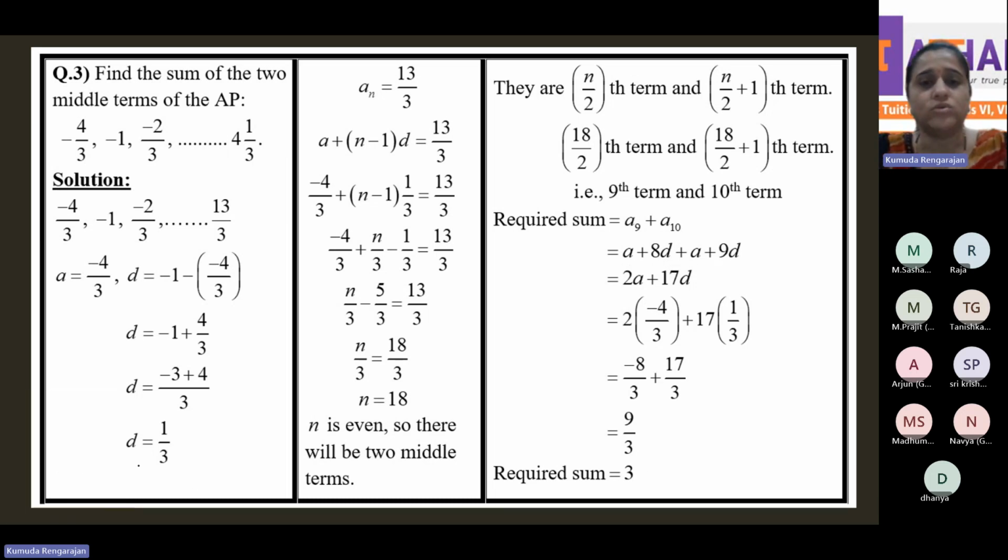So here I have not found the two terms. You can also find the two terms, the 9th term and the 10th term, and then find the sum. Here I have not found the terms. I have found the sum straight away.